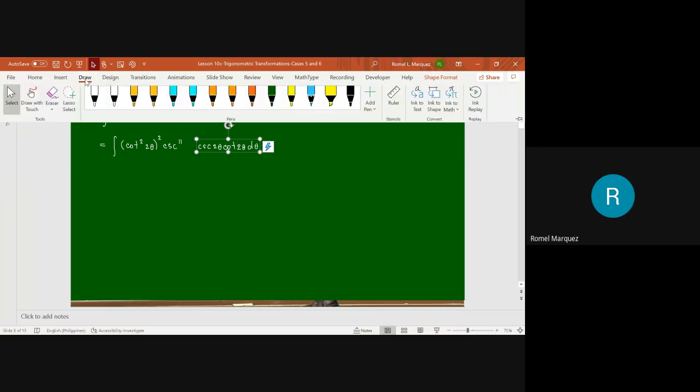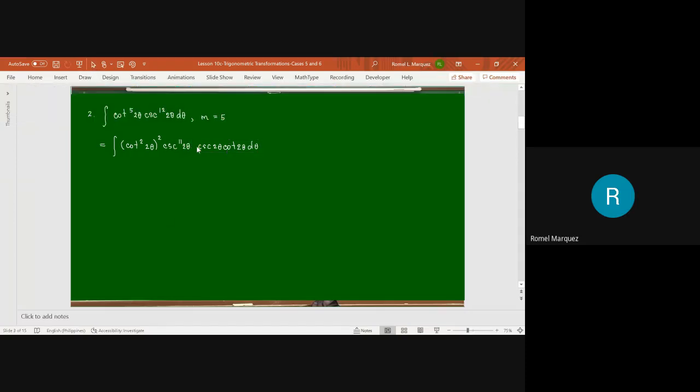So we have 2 theta and then times this. Okay now guys, so check the exponent. 2 times 2, that is 4 plus 1, 5. And then 11 plus 1, 12. So this is what we're going to transform.